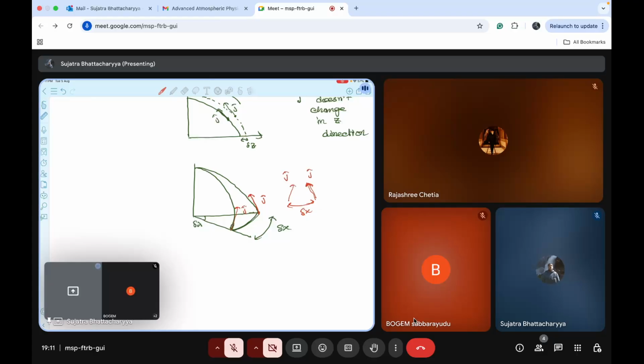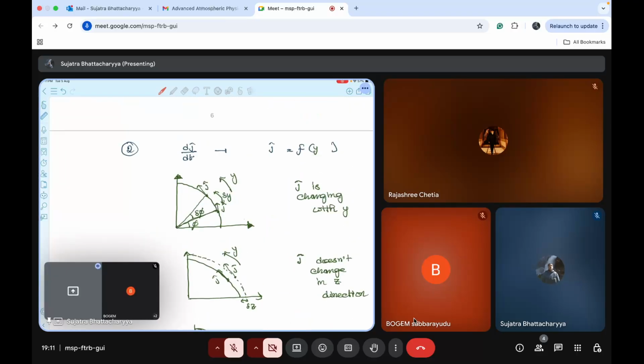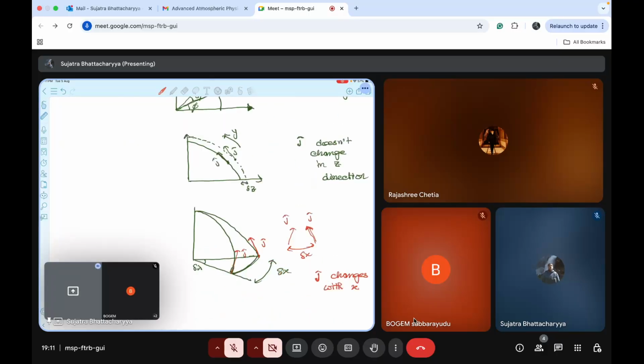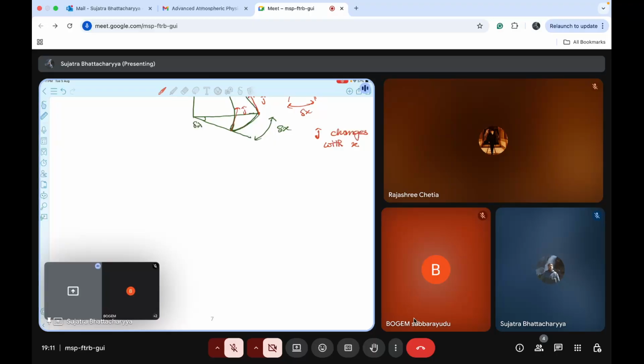So that difference we have to see. So j hat changes with x. So unlike i hat, which only changes in the x direction, not in y and z, j hat changes with x and y, not in z. So j hat is a function of y and x. This is the difference between j hat and i hat. Let's compute these differences and try to get an expression for dj hat dt. It will be somewhat difficult to visualize, but let us try.